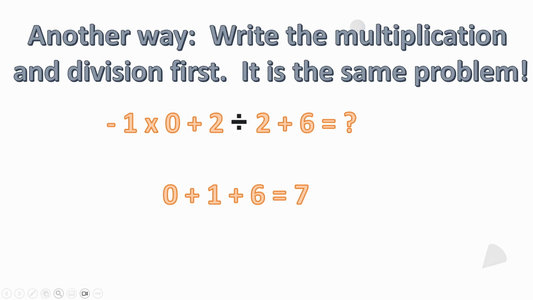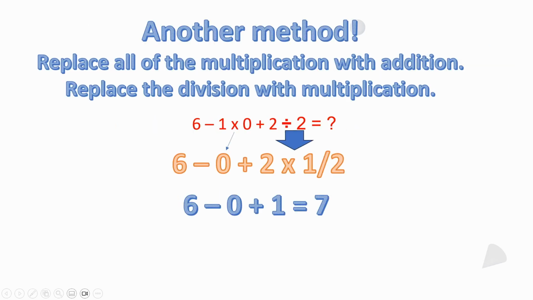So that reduces down to 0 plus 1 plus 6 equals 7. There is another method of doing this too. If you understand that multiplication is just repeated addition, you can replace the multiplication with addition or subtraction. You know, we got the minus sign out there. You can also replace the division with multiplication. Then you could further reduce that multiplication down to addition or subtraction also.